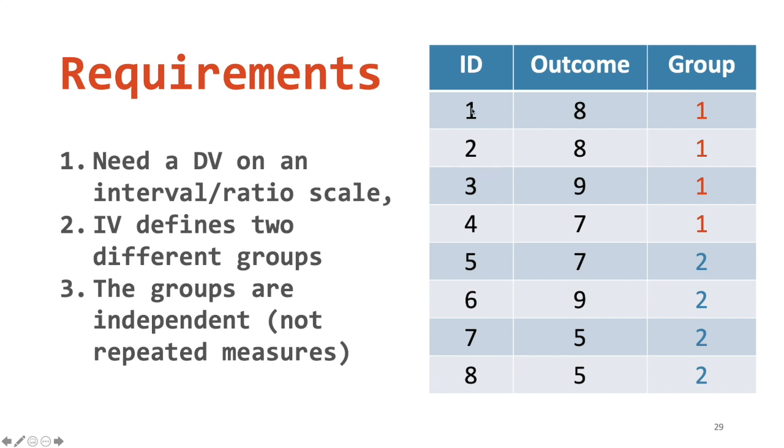They're not repeated measures. In other words, person number 1 had a score of 8, and they're in group 1, and you do not see individual 1 in group 2 as well. They're just in group 1. Same goes for, let's say, person number 7. They got a score of 5, and they're in group 2. You don't see them anywhere else in group 1. That is, each individual is only in one group and just measured with that specific outcome just once.